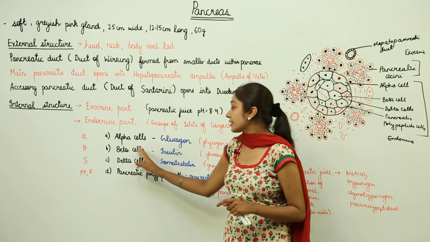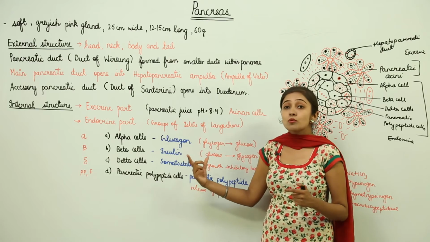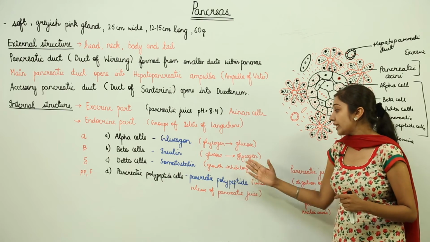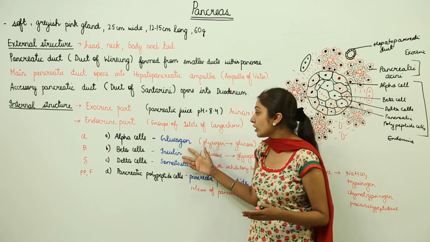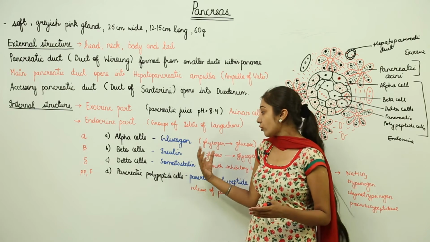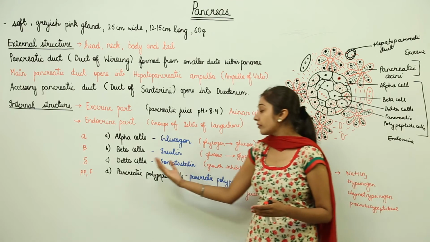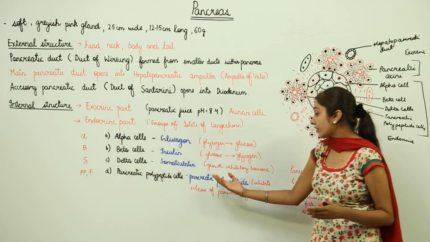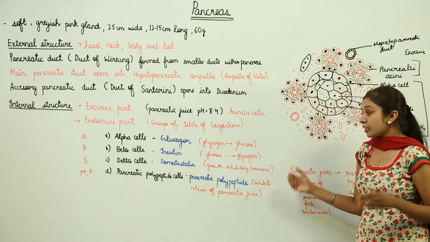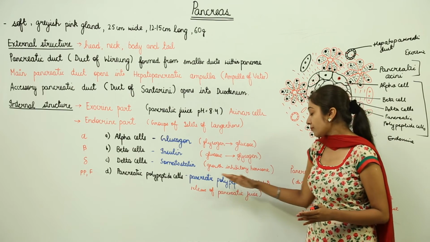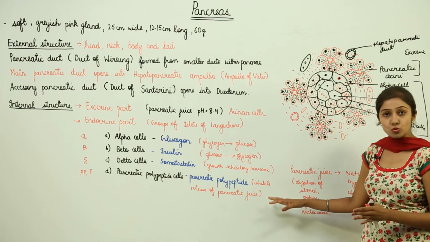Then we have the delta cells. Delta cells secrete the hormone somatostatin. Somatostatin is also known as the growth inhibiting hormone because it inhibits the secretion of insulin and glucagon. So that is why we also call it growth inhibiting hormone. Then we have the pancreatic polypeptide cells. They secrete the pancreatic polypeptide, which inhibits the release of pancreatic juice, right.